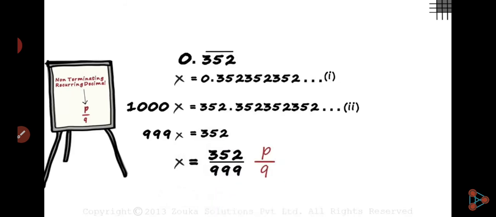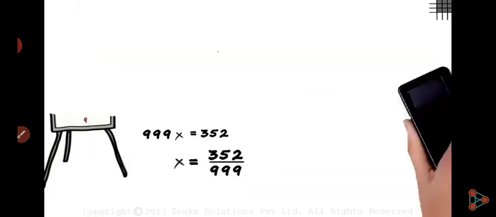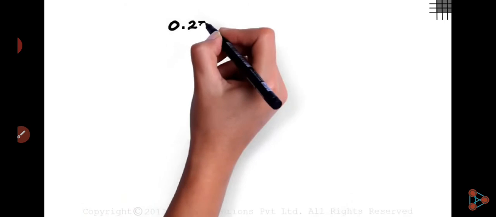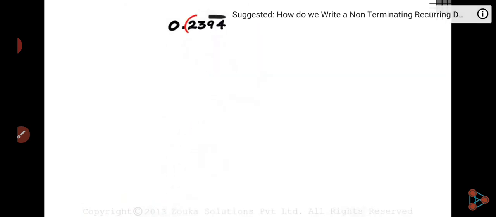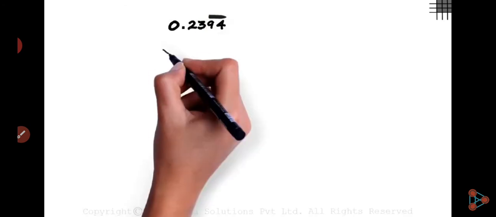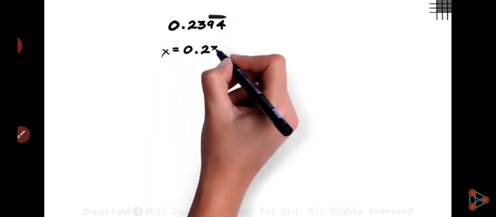Okay, that is the form of P upon Q. Now, one more example. Let's take one more example: 0.2394 with a bar over only 94. This means 94 are the repeating digits. Okay, repeating digits are 94 only.